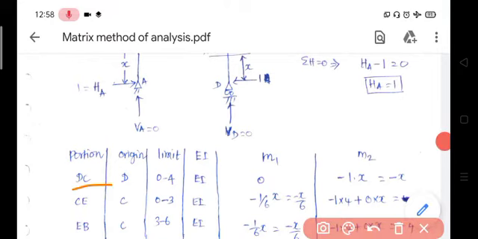So, first we consider DC portion, origin is D. So, limit is 0 to 4. At D x is equal to 0, at C x is equal to 4, then flexural rigidity is equal to EI, then M1 is equal to 0.